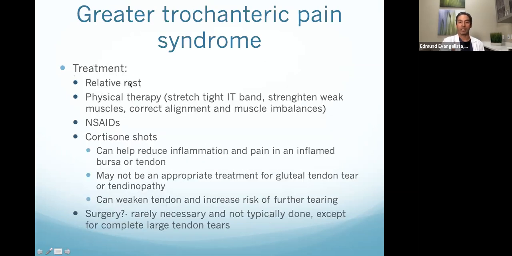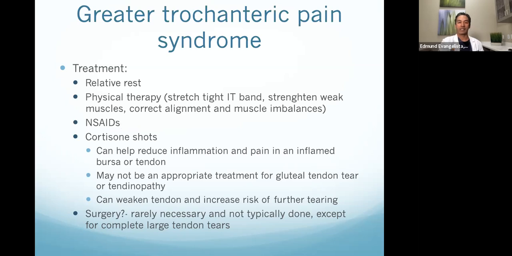What's the treatment? Relative rest. So you want to try to avoid all those painful activities that are inflaming the bursa and the tendon or causing the tearing. Physical therapy to stretch out that tight IT band, strengthen the weak muscles, correct any alignment or muscle imbalance issues. If there is inflammation, non-steroidal anti-inflammatories, like Aleve, can help pain and inflammation.